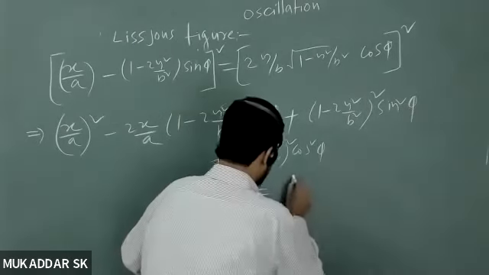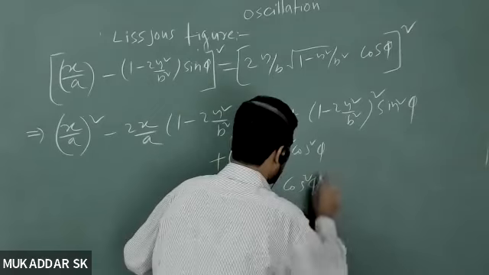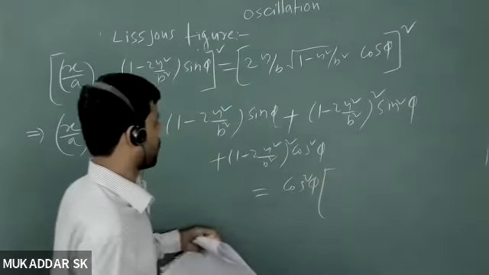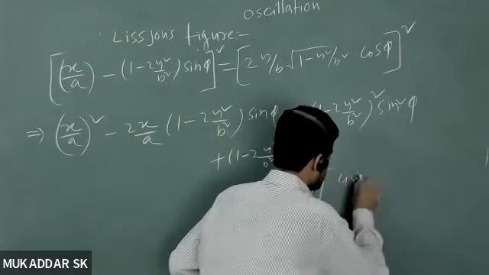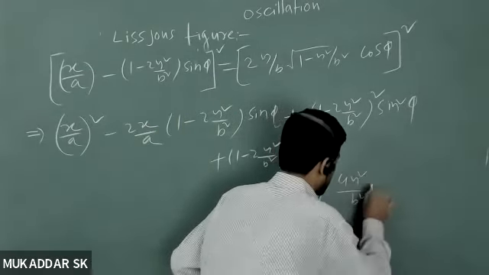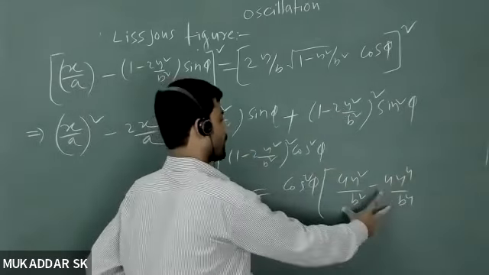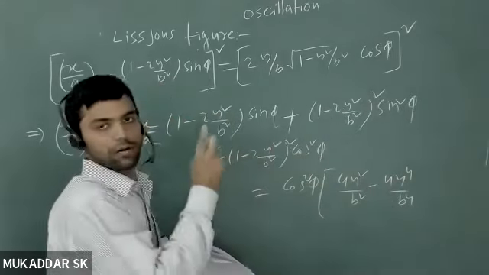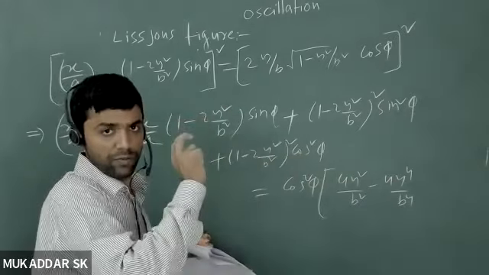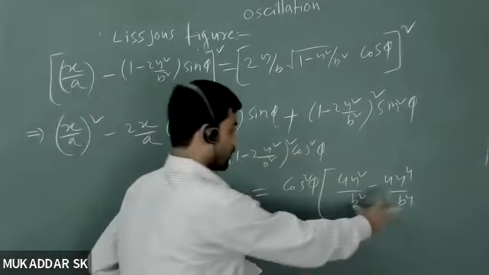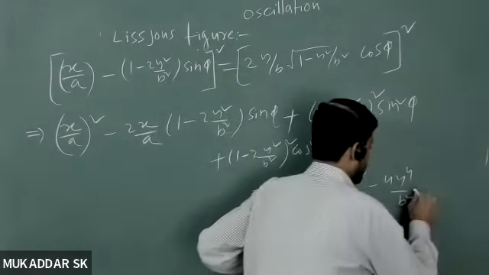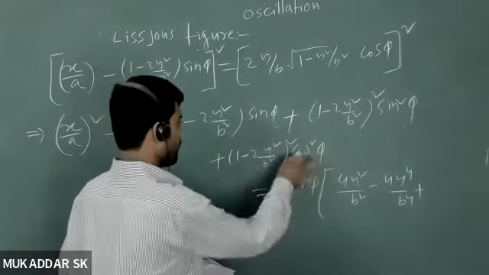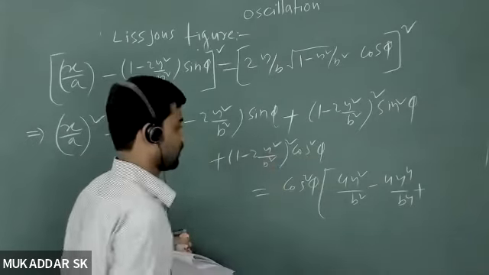You will get cos square phi common, right? And what was there on the right side already? 4 y square by b square minus 4 y to the power 4 by b to the power 4. This was already on your right hand side: 4y square by b square into 1 minus y square by b square. If you put 4y square by b square inside the bracket, you get 4y square by b square minus 4y to the power 4 by b to the power 4, and you have added what term? Cos square phi times 1 minus 2y square by b square whole square.